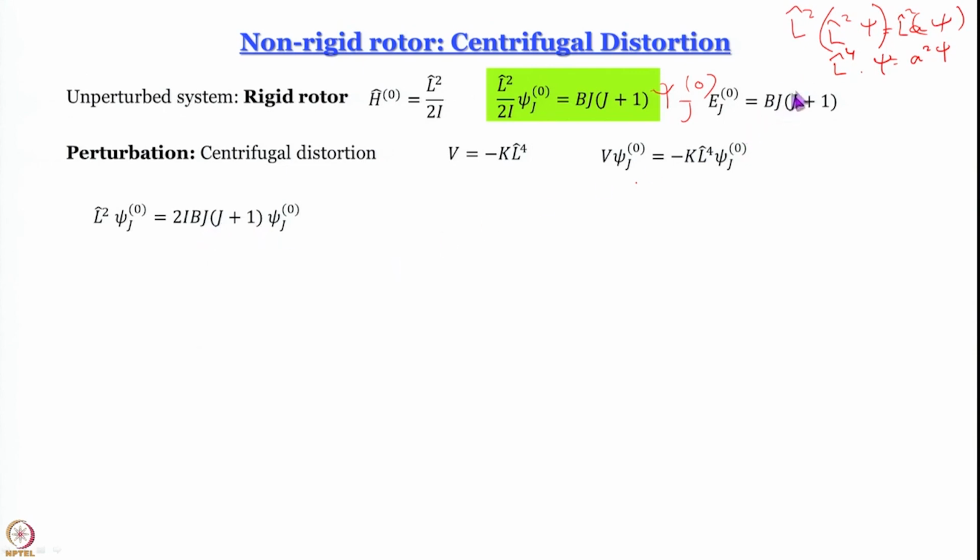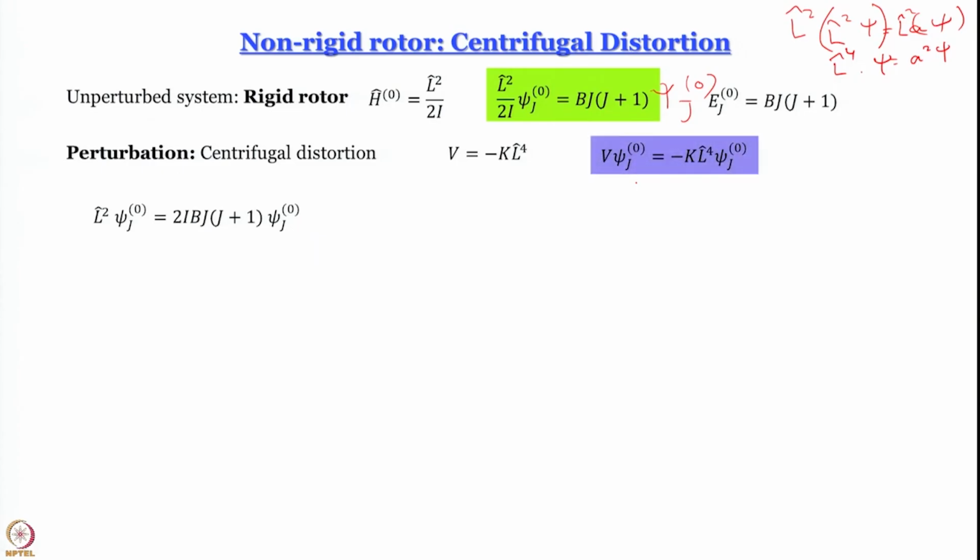Now, what do I have to do to get this eigenvalue of L to the power 4? I have to make another L square operate here. So, when I do that, what do I get? 2IB, these are all constants, they come out, j into j plus 1 constant come out. So, I am left with all these constants multiplied by L square operating on psi j 0th, and I know that is going to give me, well, it is going to give me 2IB j into j plus 1 multiplied by psi j 0th, simple, right.